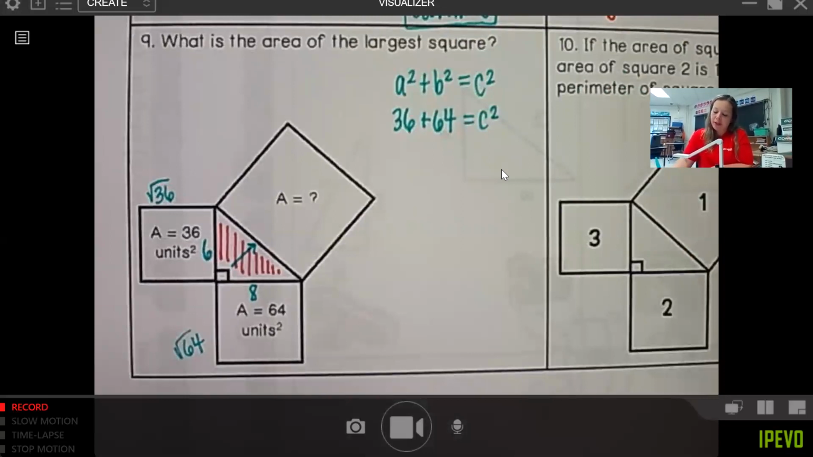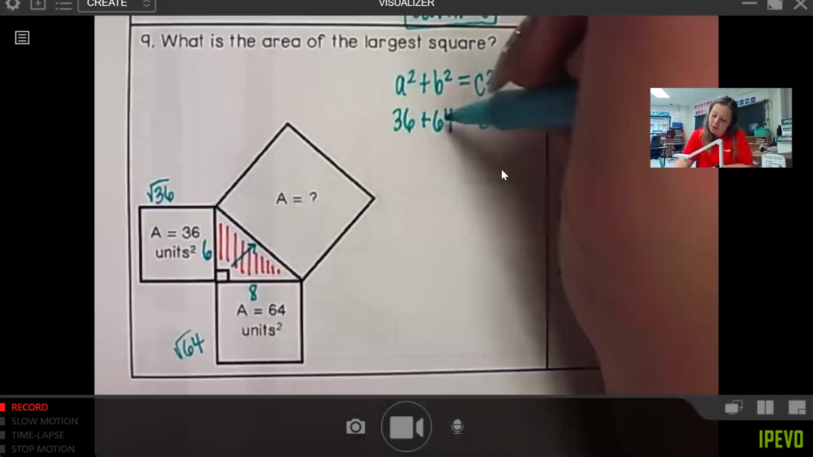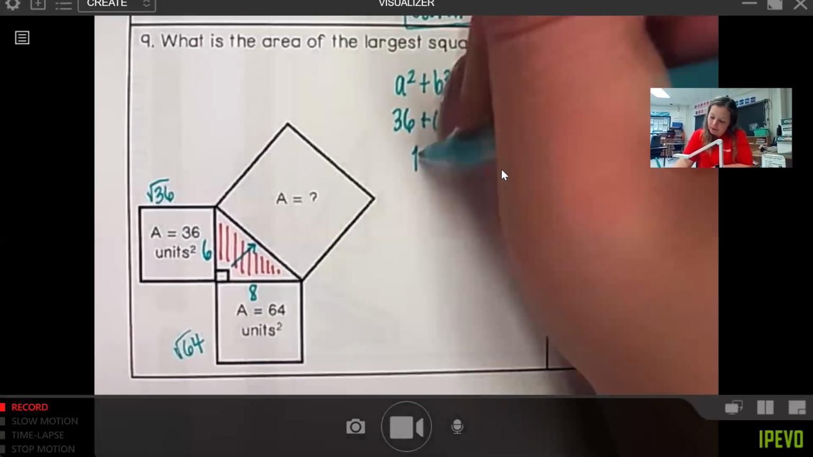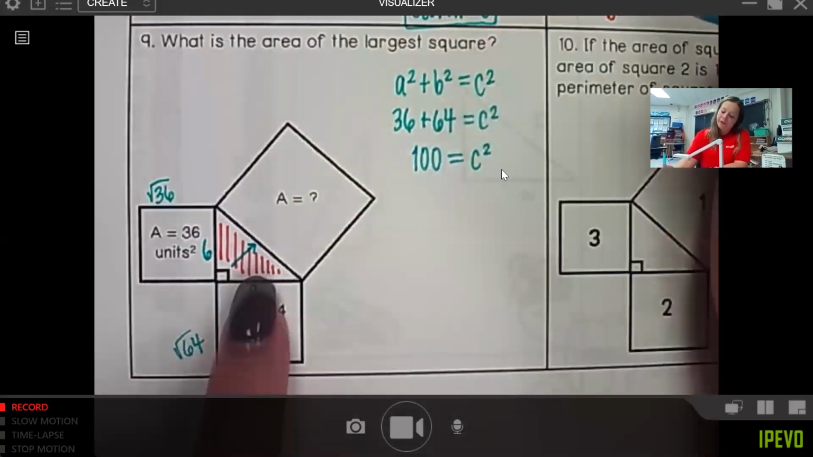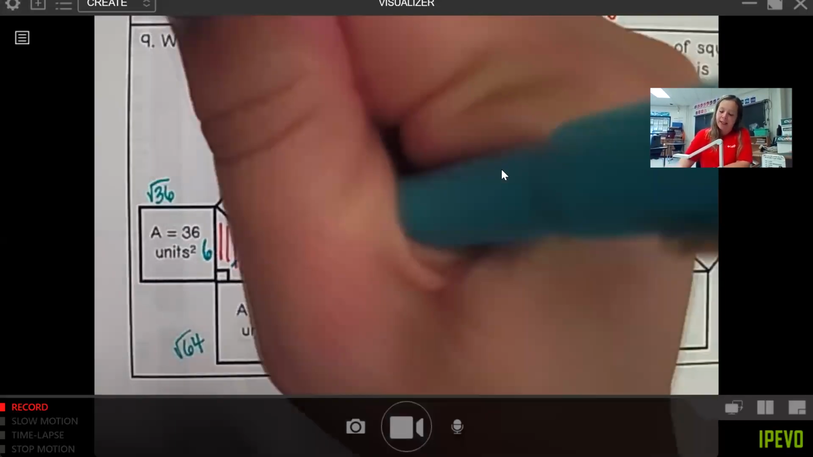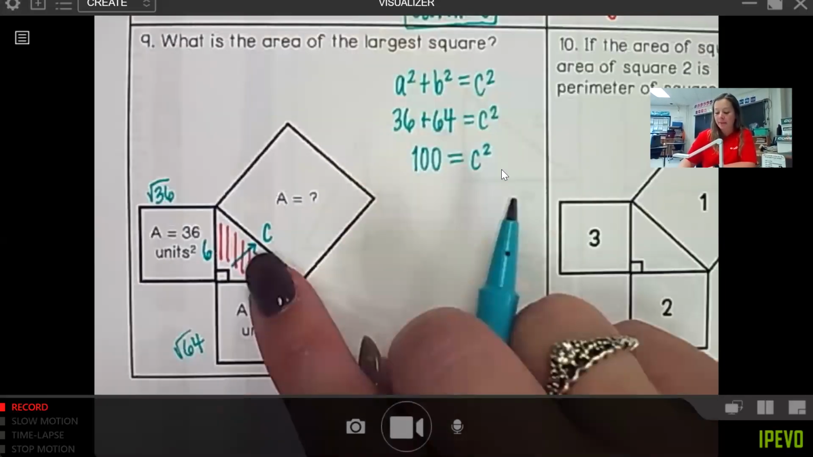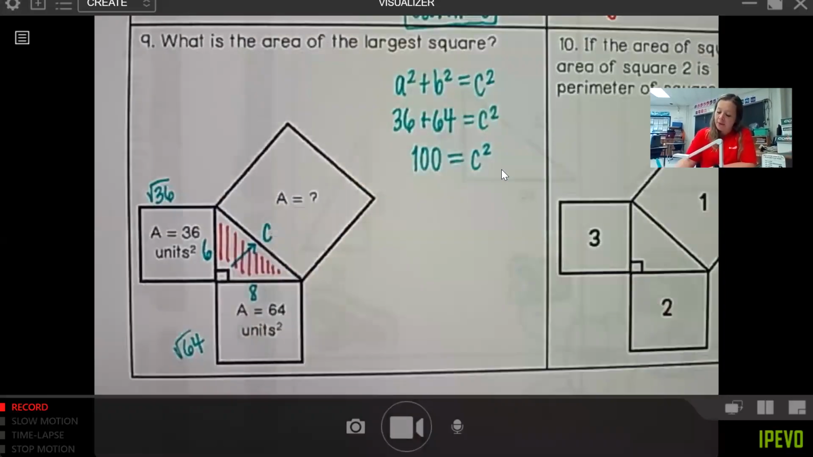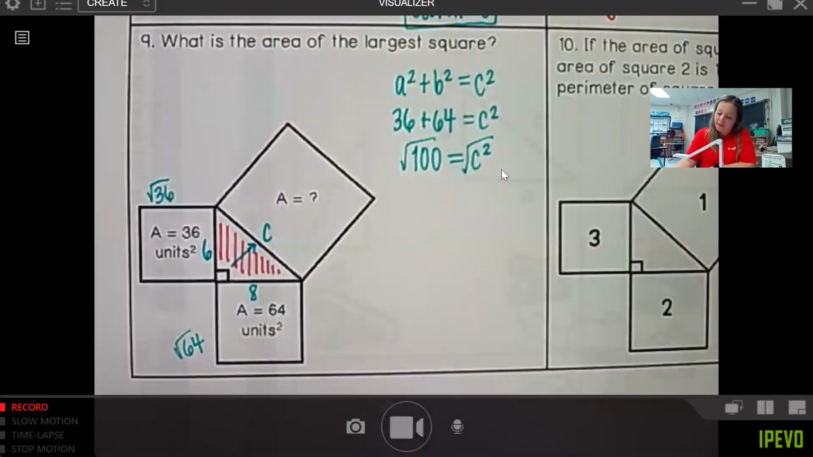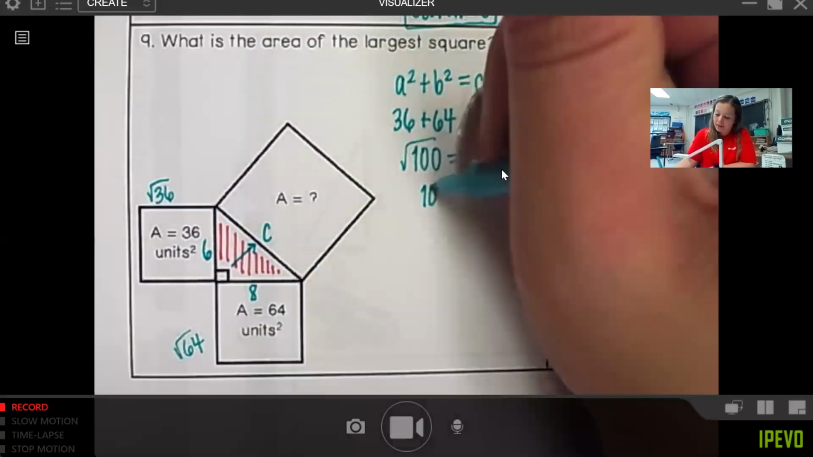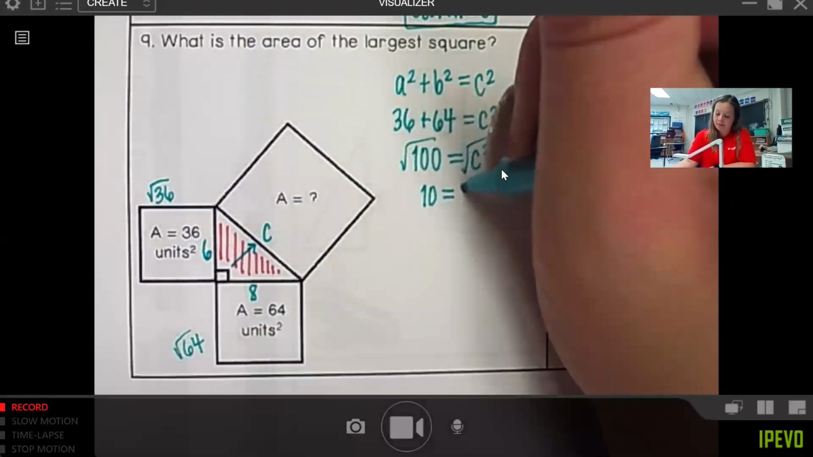Okay. 36 plus 64 is 100. And that gives us c squared. So if we first find c, the side length, or I'm sorry, the hypotenuse, I would take the square root of both sides to find out that c is 10. Our hypotenuse is 10.